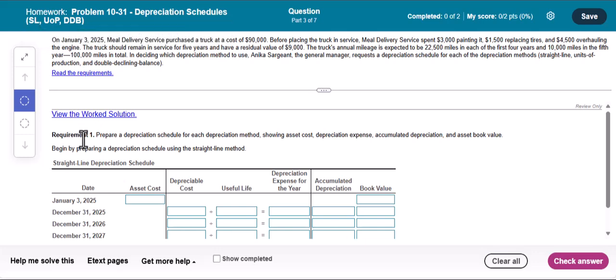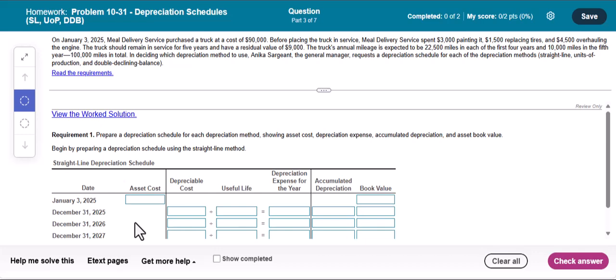So requirement 1, prepare a depreciation schedule for each depreciation method showing asset costs, depreciation expense, accumulated depreciation, and asset book value. Begin by preparing a depreciation schedule using the straight line method. All right, let's start with January 3rd. What was the cost of the asset?